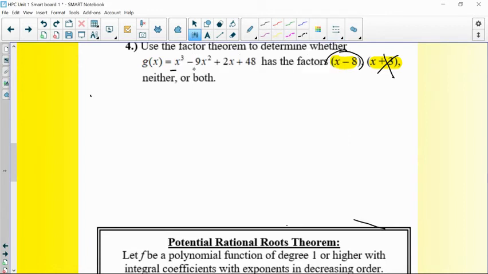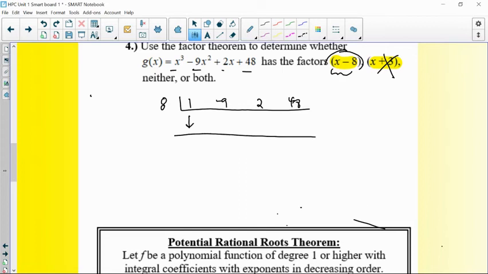So pick off your coefficients first. So the coefficients were 1, -9, 2, and 48. And make sure you put them in order. You're not writing the cubes or the squares or x's, you're just keeping track in order. And then remember, we're trying to see, is x minus 8 a factor? So we're going to choose 8 as the potential c value that would work. So you drop down your first coefficient.